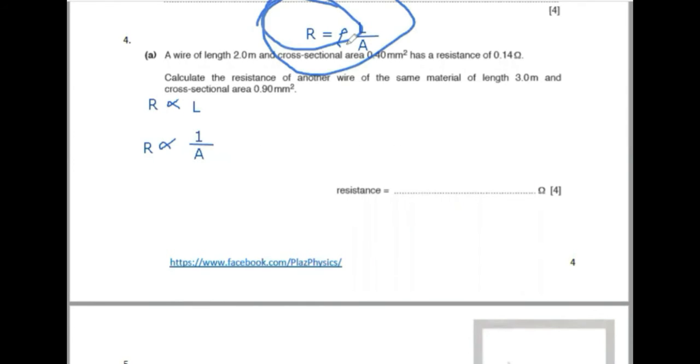Resistance. Okay, this one you can use proportionality to do it. R is proportional to length. R is inversely proportional to the area. Or you can use the formula. Or you may use this formula because they have the same material. Then you calculate the resistivity and so on. But normally I like to use this.